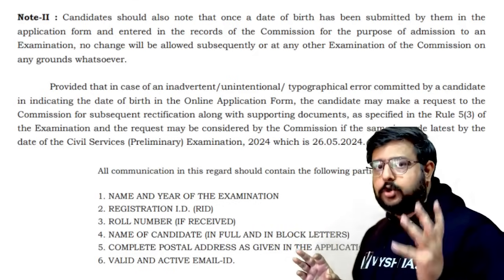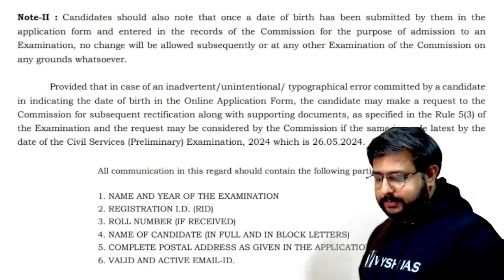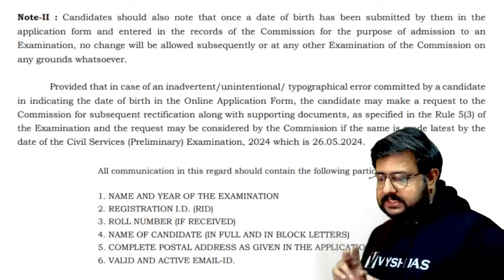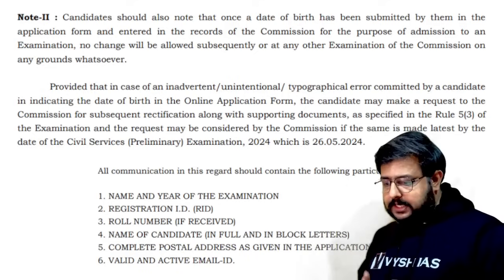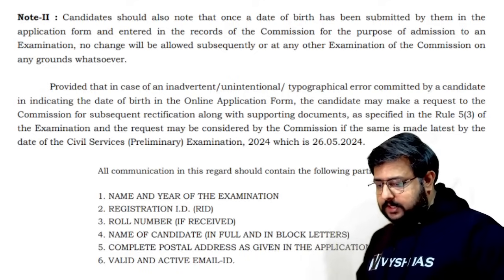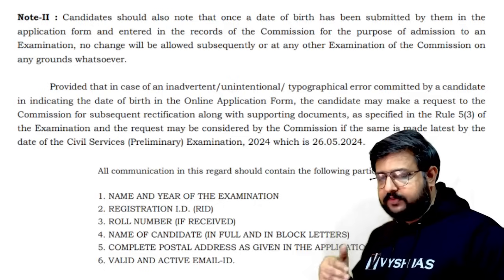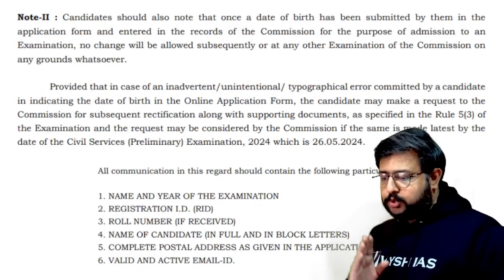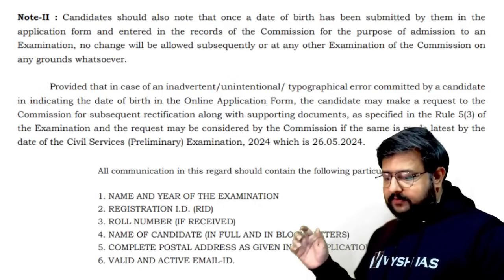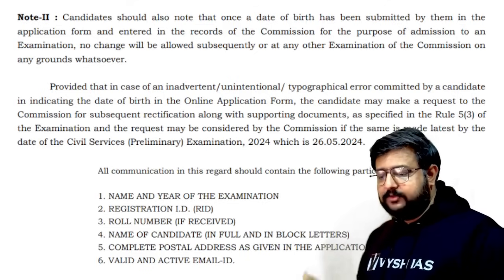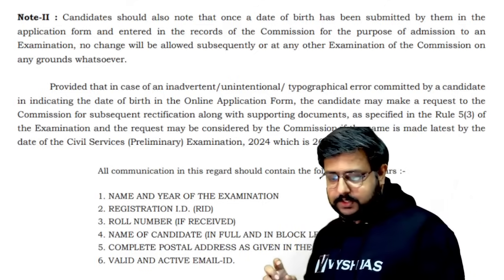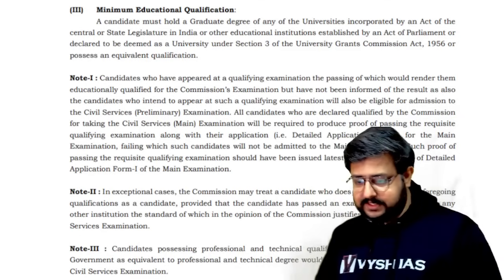And then in case you have to contact UPSC, all these details have to be mentioned via email or via post. You are contacting with your name and year of the exam, the registration ID which you get when you apply, then the roll number which you get when the admit card is received. If you get the admit card before contacting, give that also. Then the name of the candidate in full block letters, complete postal address with the pin code, and a valid and active email ID. All this you have to mention, else they will reject your letter or application, if you have to ask them something. Okay, this is all the same, every year it is the same.